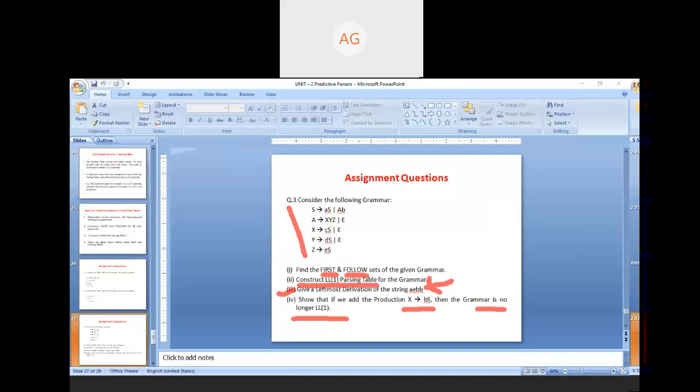Do all of you understand this? If there is any problem in understanding the question, just write in the chat box. You need to solve this question and submit it in your Google Classroom code of compiler design till Monday. Just remember the last date.